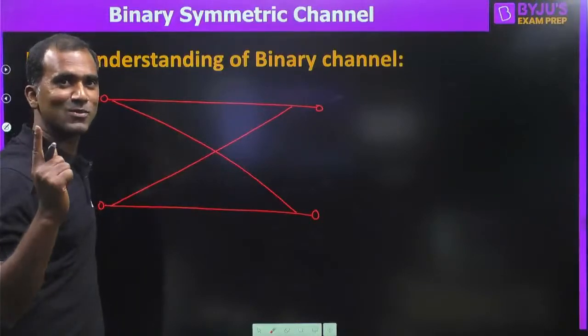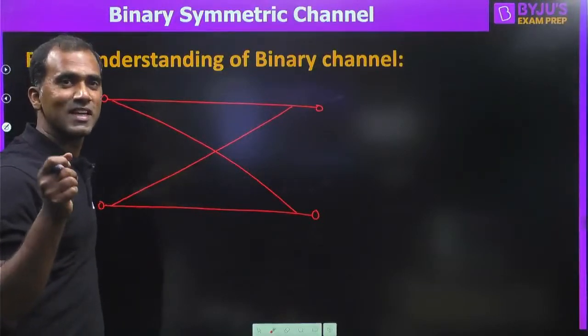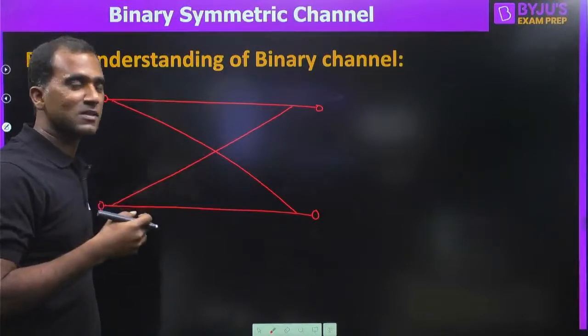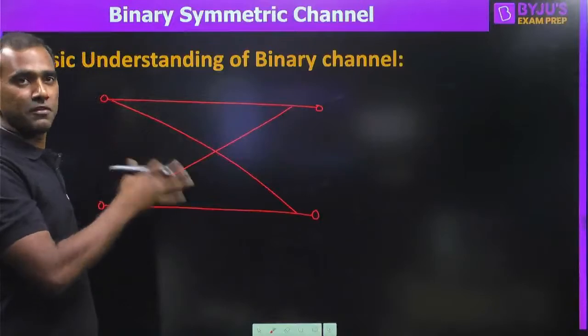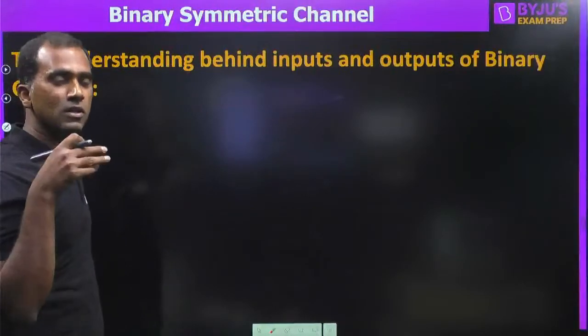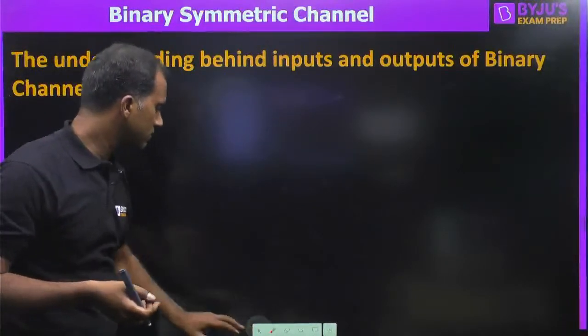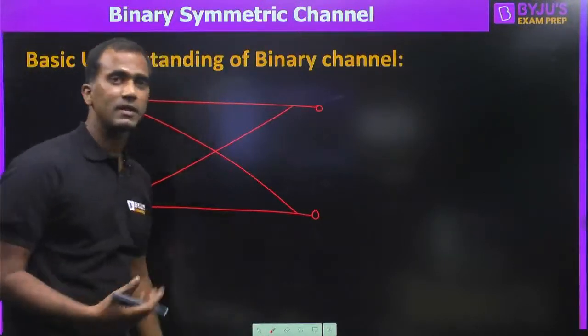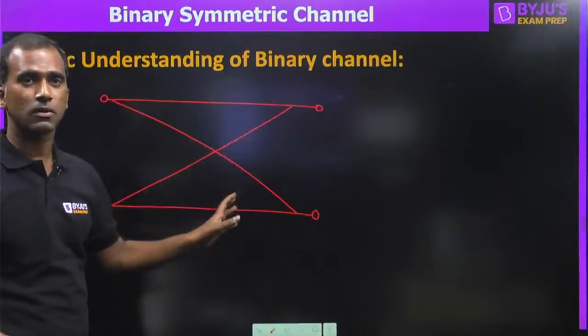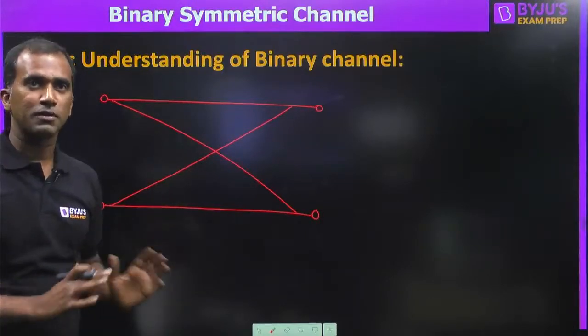In signals and systems, there is one place, which is FFTs. In FFT, we draw some butterfly diagrams. This also is looking like a butterfly diagram, but we are not talking about FFT here. In FFT, whatever the FFT algorithm is saying, we represent in graphical format, in this format. But here we are not talking about FFT.